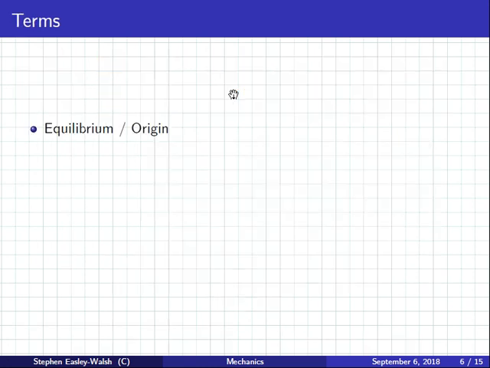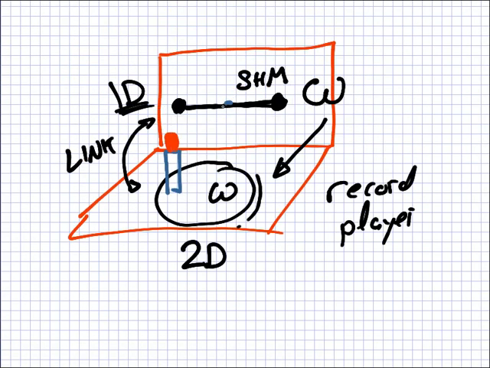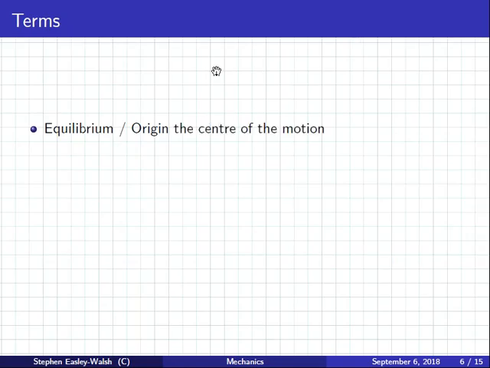Right, so there are some new words. Any idea what equilibrium or origin means? You learned equilibrium with me a few weeks ago. Both sides are equal. So in simple harmonic motion, where's the equilibrium? It's here in the middle. This is called the equilibrium. It's the center of the motion.